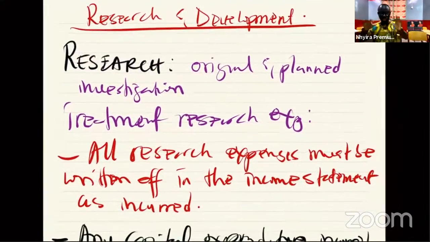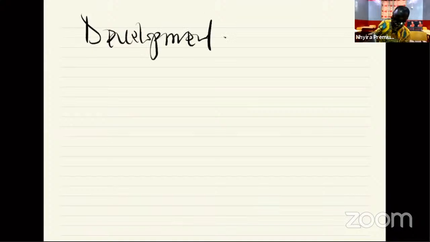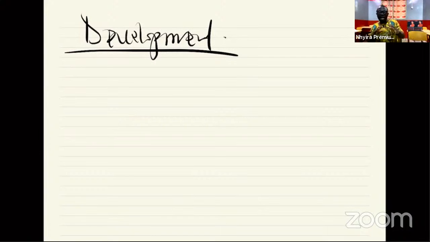So that is it about research. So let's go to development. Remember what we are saying. We are saying that IAS 38 paid close attention to the treatment of research and development, as well as the issue in relation to Goodwill. So we've looked at research and the treatment of research. Now we want to look at Goodwill.